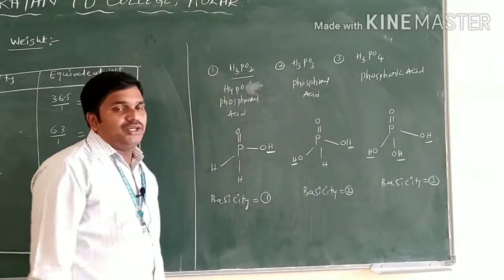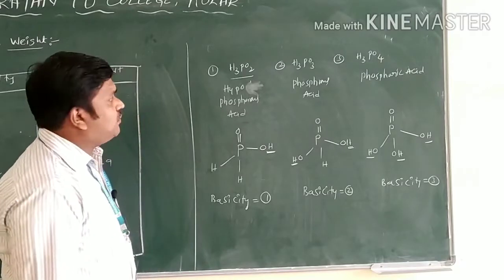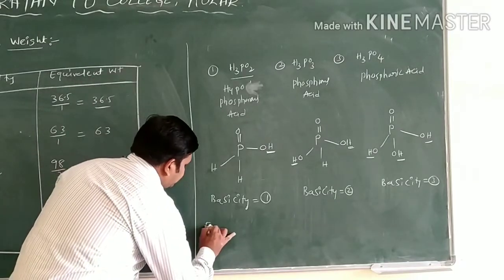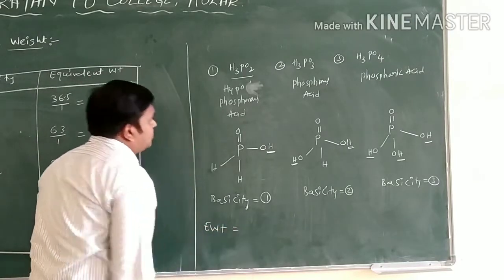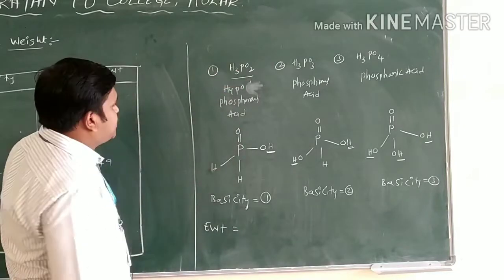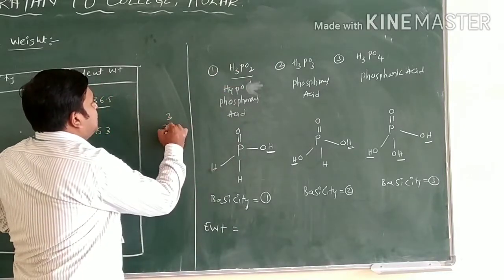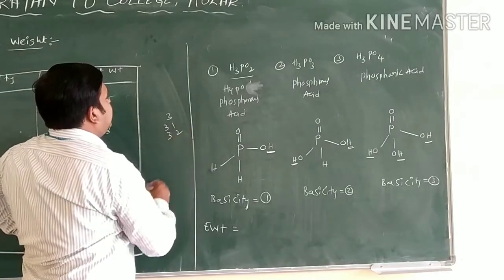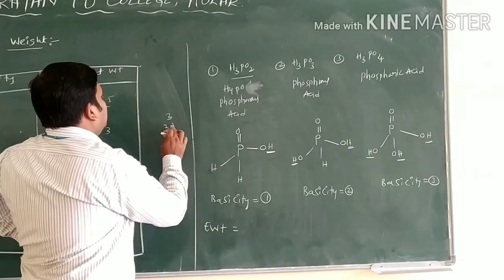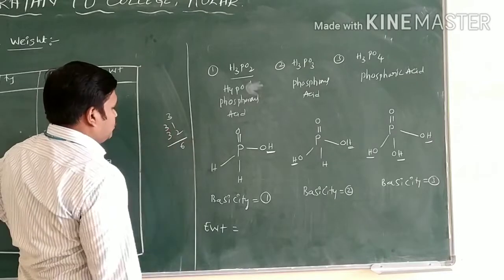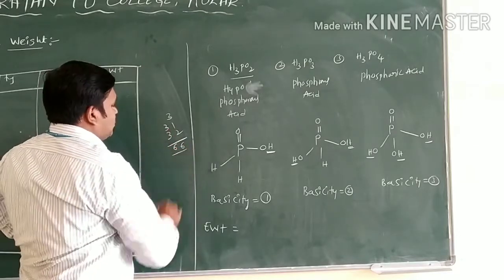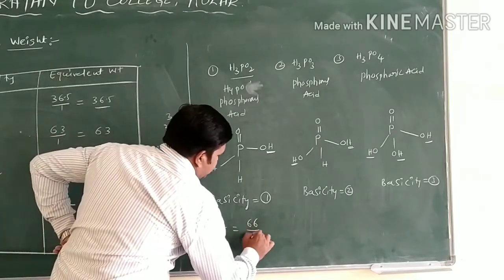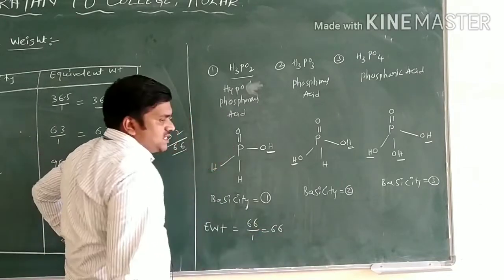Now what you can find out? You can find out the equivalent weight of the acid. Equivalent weight is equal to molecular weight divided by basicity. What is the weight of this H3PO2? This is 3, and this is 31, and this is 32 we have. 3 plus 31 plus 32, that is 66 only. So this is 66 by 1, that is equal to 66 only.